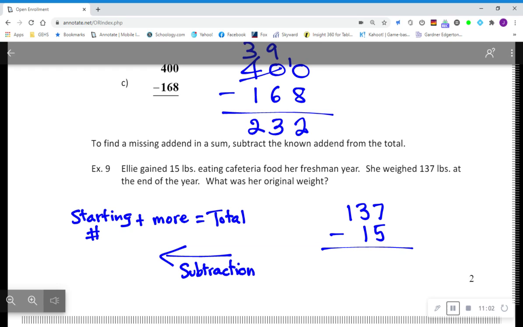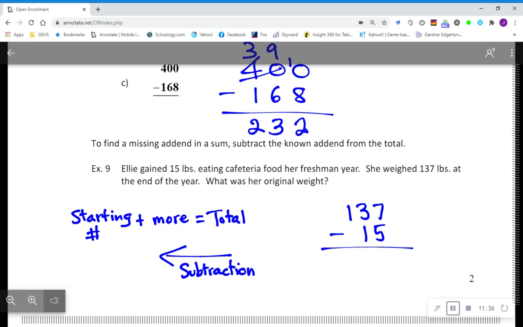Okay, here's a problem that's given to you as an addition problem with missing information. Ellie gained 15 pounds eating cafeteria food during her freshman year, and she weighed a total of 137 pounds at the end of the year. So what was her original weight? What we have is an unknown plus 15 pounds of additional weight is equal to a total of 137. Well, the strategy is just to back down this ladder by subtracting instead of adding.